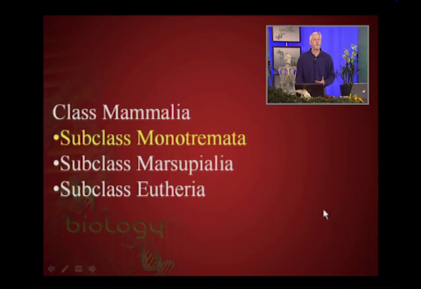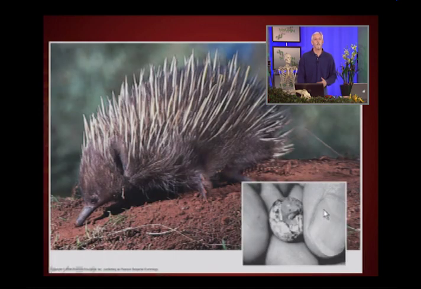And then also, among the mammals, we have three subclasses. The monotremes, class Monotremata, which are the egg-laying mammals. And some people forget or don't realize that there are some mammals that are egg-laying, and they're found in Australia. And examples include the echidna, the spiny anteater, and also the duckbill platypus.